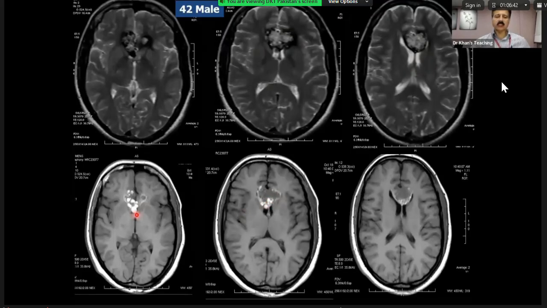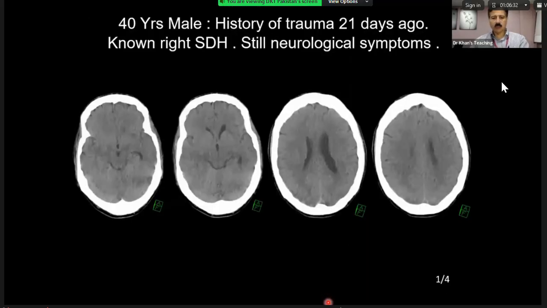So this is classical for a cavernoma. A complete hemosiderin rim, they say, will not occur in a tumor. So this is a classical cavernoma, and this is an exam case.